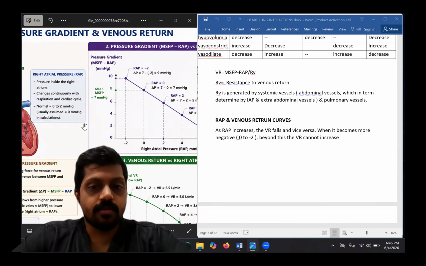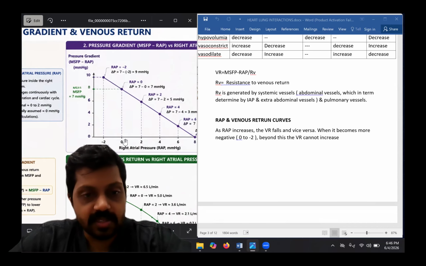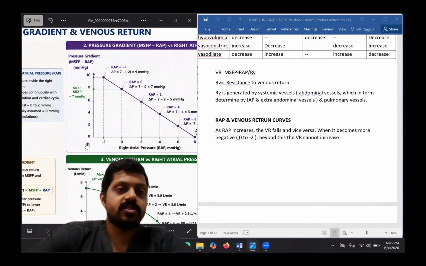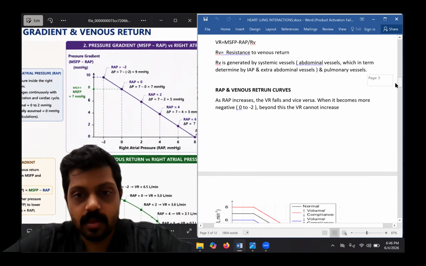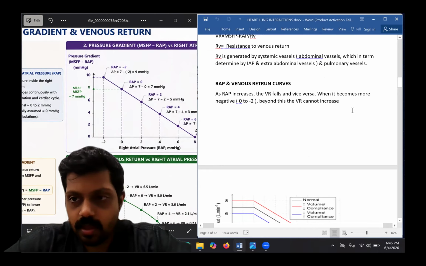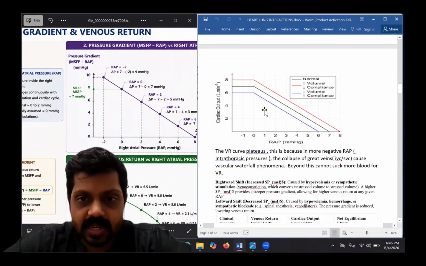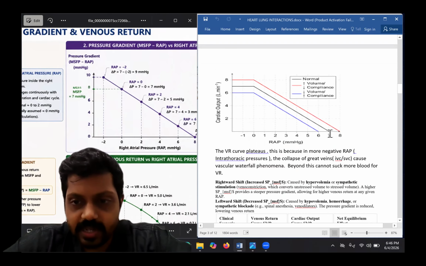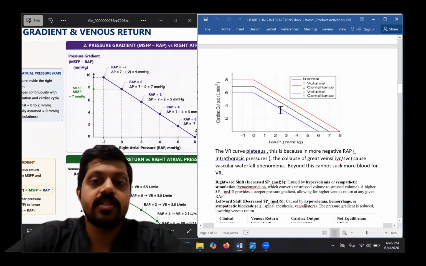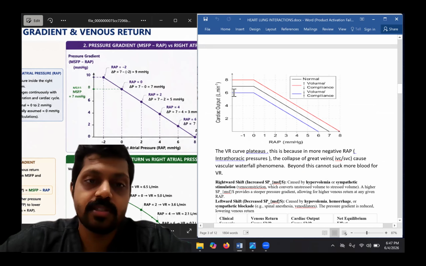So they plotted a curve of the right atrial pressure and venous return. The right atrial pressure is on the x-axis, and venous return is on the y-axis. You see in this curve, forget the colors, I'll explain it later. Let's take this black curve, which is normal. As the right atrial pressure keeps on decreasing, your venous return is increasing until a point of zero, until the right atrial pressure is zero, after which it becomes negative. After this point, venous return cannot increase.